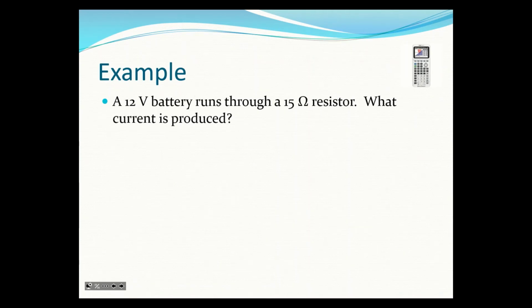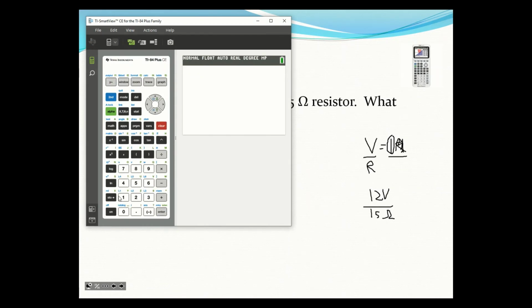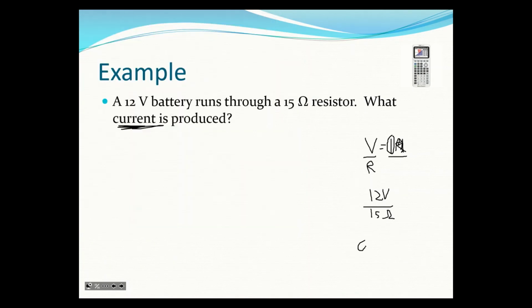A 12 volt battery runs through a 15 ohm resistor. What is the current produced? Again, we use the same formula, V equals IR. It says what is the current, so we're trying to find I. To rearrange this formula, we move R down below, and we just go 12 volts divided by 15 ohms. Maybe we can't do this one in our head, but 12 divided by 15 gives us 0.8 amps as our answer.